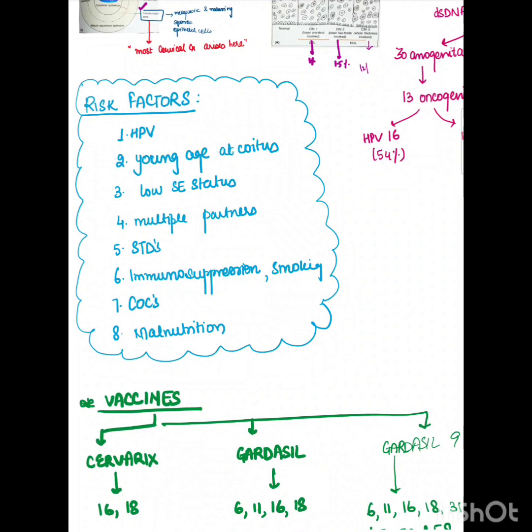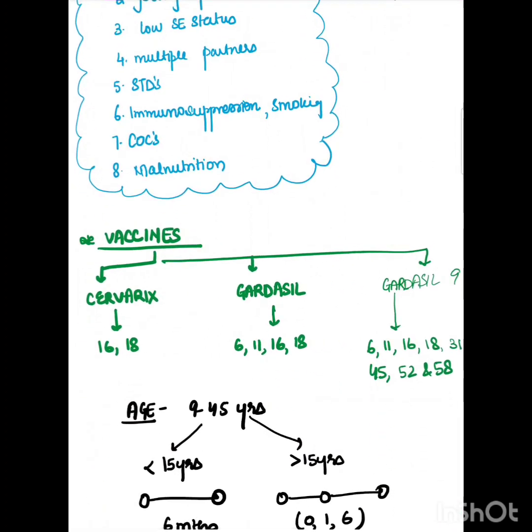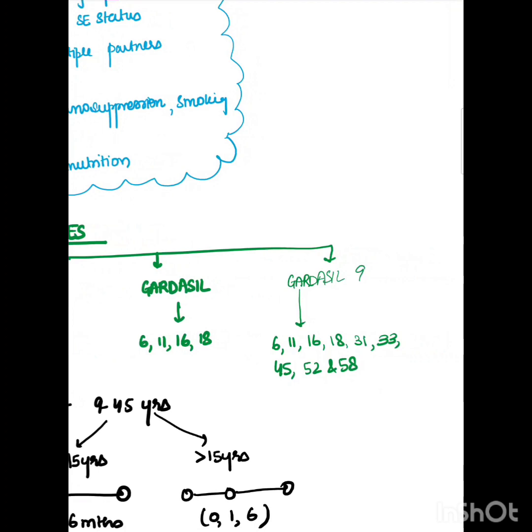Now, you should know about the vaccines. We have three vaccines most commonly used. First is Cervarix, which gives protection against HPV 16 and 18 strains. Then we have Gardasil. It is a quadrivalent vaccine against HPV 6, 11, 16, 18. Then you have Gardasil 9. It protects against 9 HPV strains, and it increases protection against cervical cancer by 80%. It is the most expensive and has been recently made available in India.